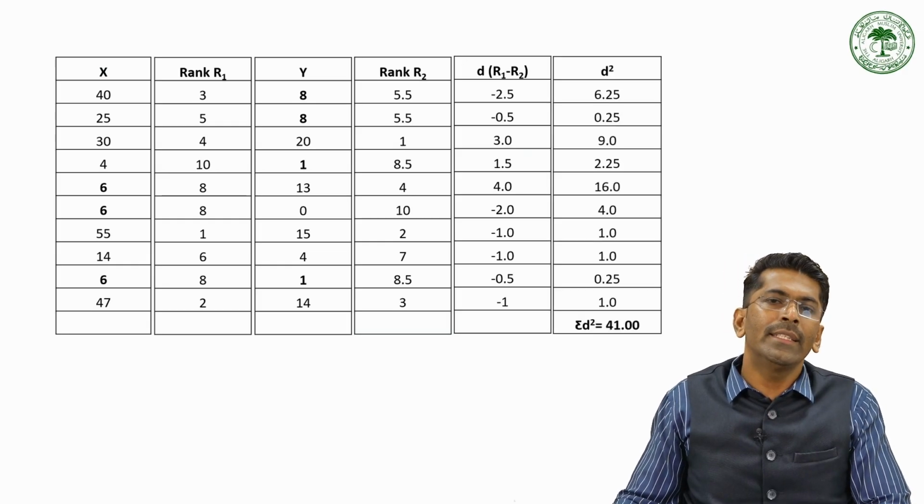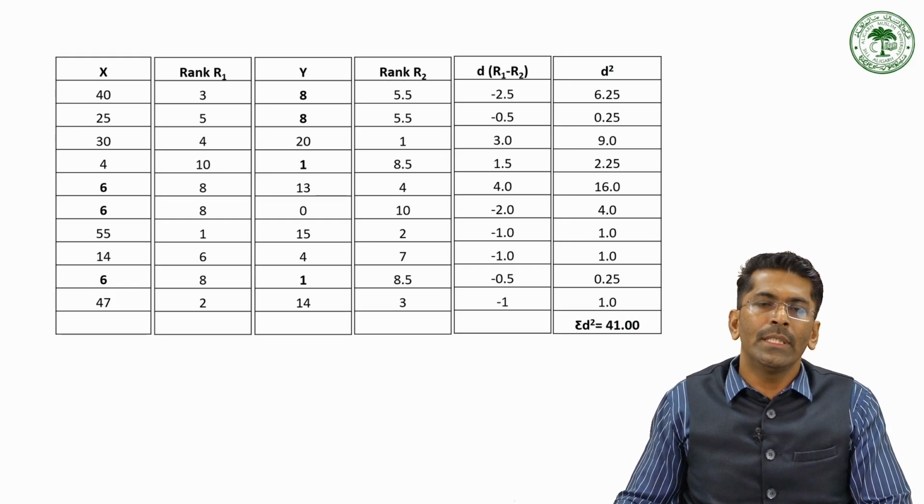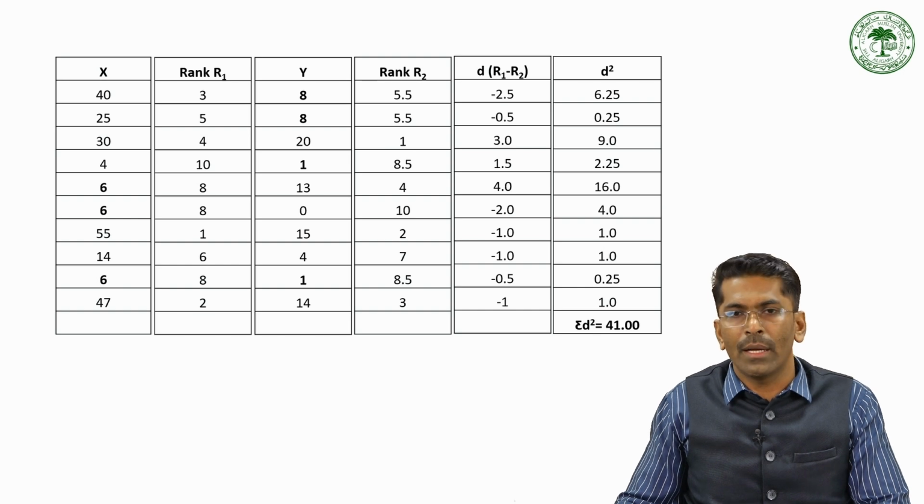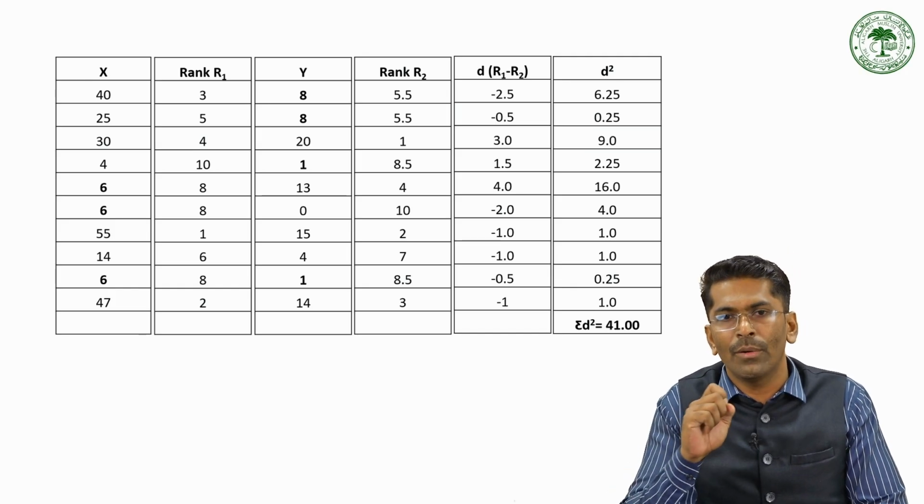So here D square: 2.5 square is equal to 6.25, 0.5 square is equal to 0.25, 3 square is equal to 9, 1.5 square is equal to 2.25, 4 square is equal to 16, 2 square is 4, 1 square is 1, 1 square is 1, and 0.5 square is 0.25, and minus 1 squared again comes out as 1. So we have D square also. If you add up each term's values here, the sum of D square is equal to 41. So the sum of D square is equal to 41.